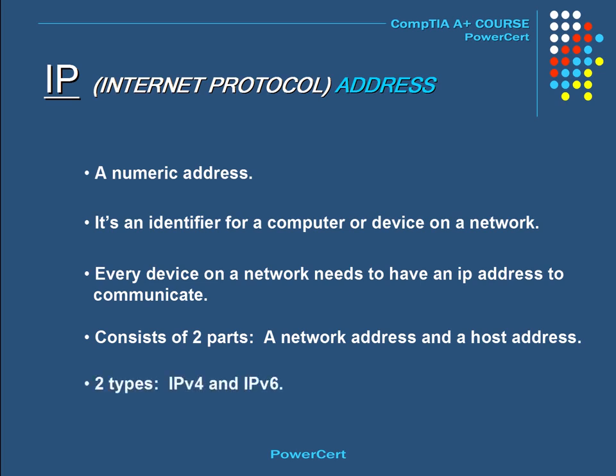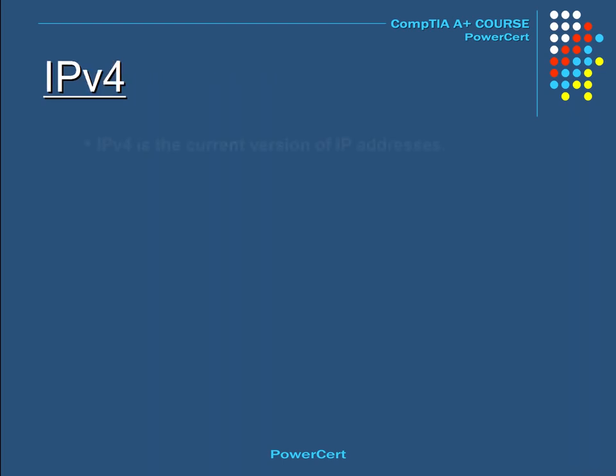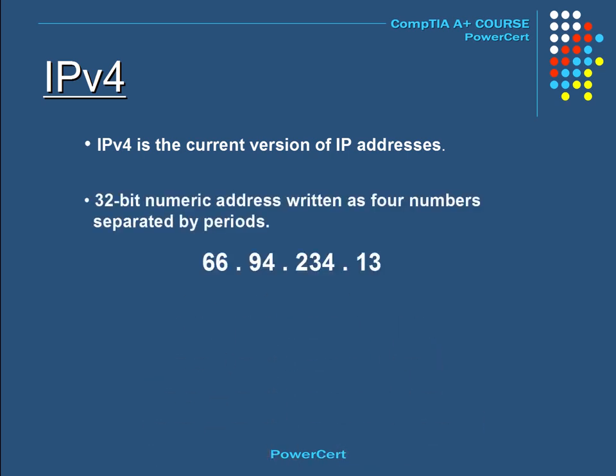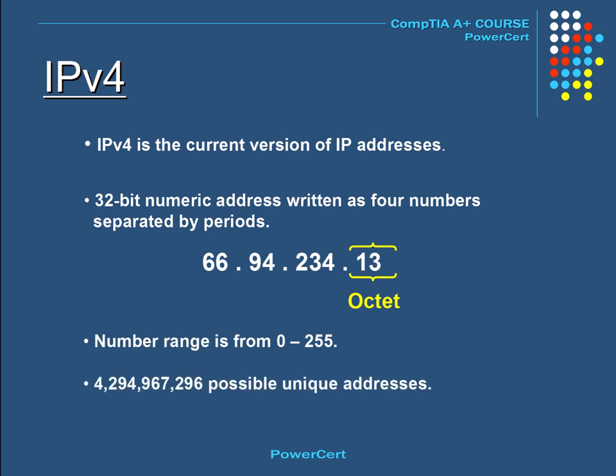There are also 2 types of IP addresses. The first one is the most common one. It's called IP version 4. And the second type is IP version 6. IP version 4 is the current version of IP addresses. It's a 32-bit numeric address written as 4 numbers separated by periods. Each group of numbers that are separated by periods is called an octet. The number range in each octet is 0 to 255. This address version can produce over 4 billion unique addresses.